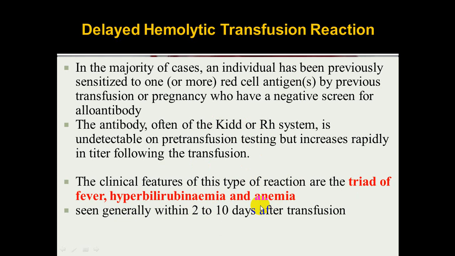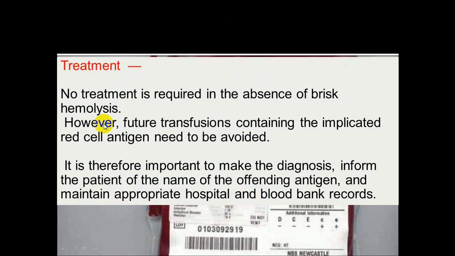Jaundice, hemolytic anemia with jaundice and fever. Delayed hemolytic reaction usually occurs 2 to 10 days after transfusion, and no treatment is required. Further transfusion containing the implicated red cell needs to be avoided. So next time, Kell antigen should be negative for the transfused patient.